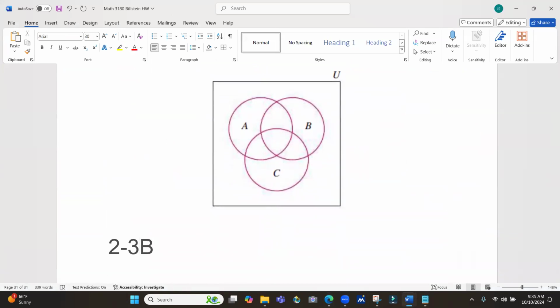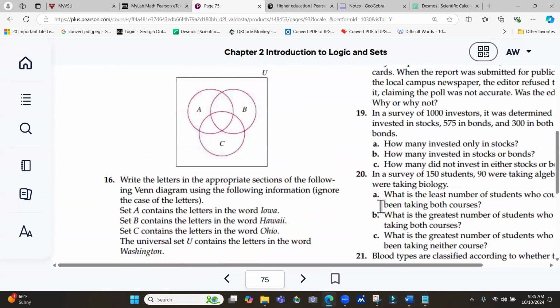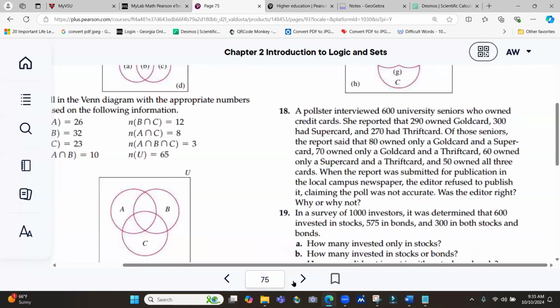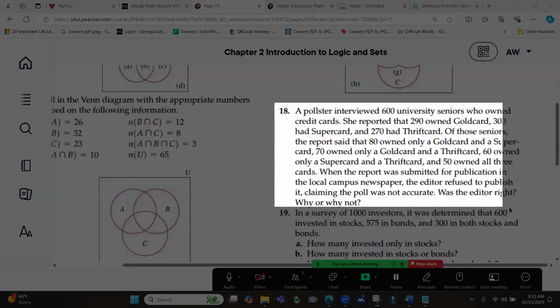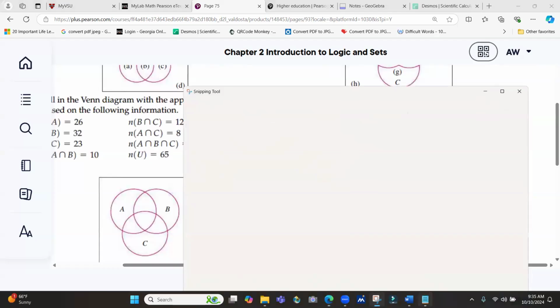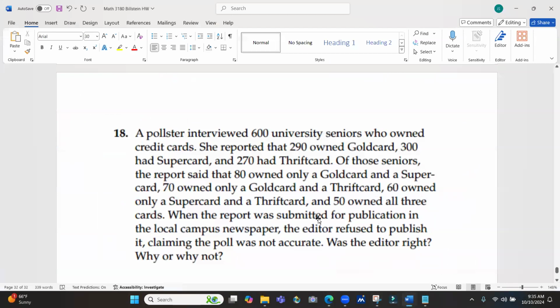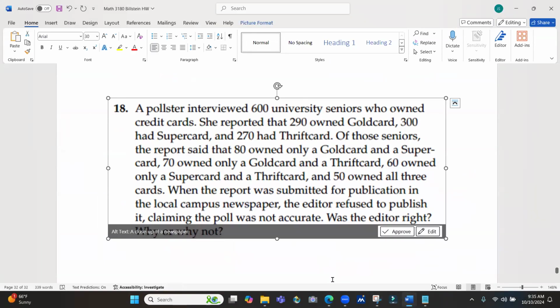3b. 2 through 20 and 21. Let's do 18, 19, 20, and then we'll do the blood problem. Let's do this. And you can't do too many of them. They're a little hard. People find them difficult. Let's see. I'm going to take this guy here.